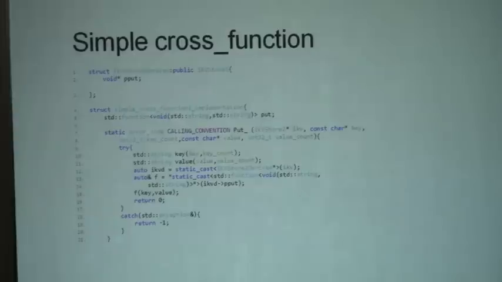We create our put. This is static, very C-like. So basically, we take everything as pointers. And like I said, everything is trivially copyable. So we create our key. And then we store a pointer to a std function for that put there. So then we just cast it back, call it, and then return 0 if we succeed. If there's an exception, return negative 1.